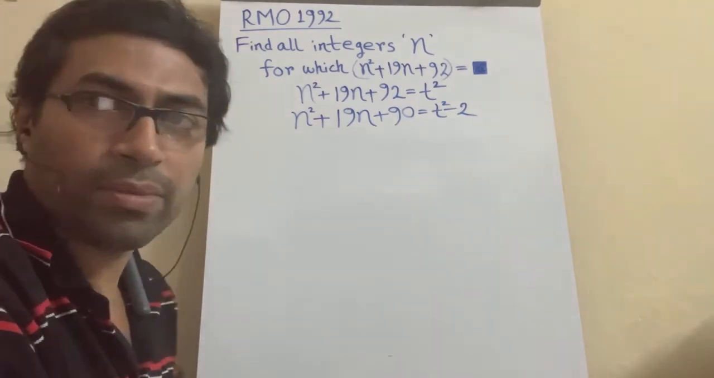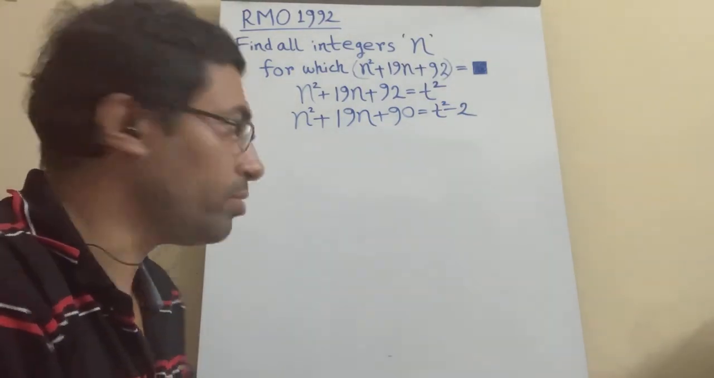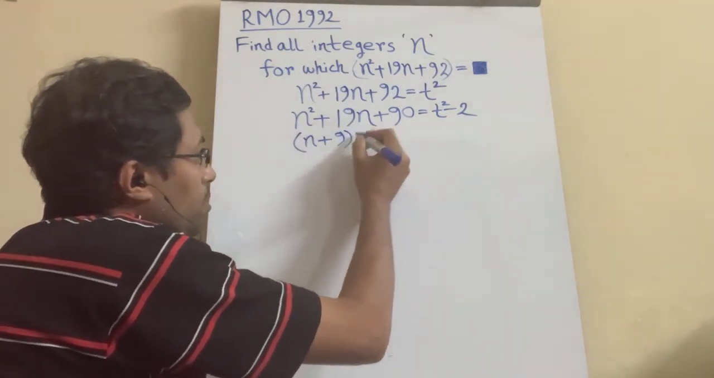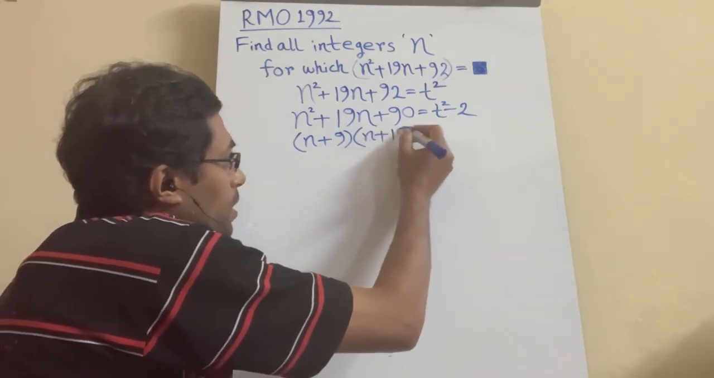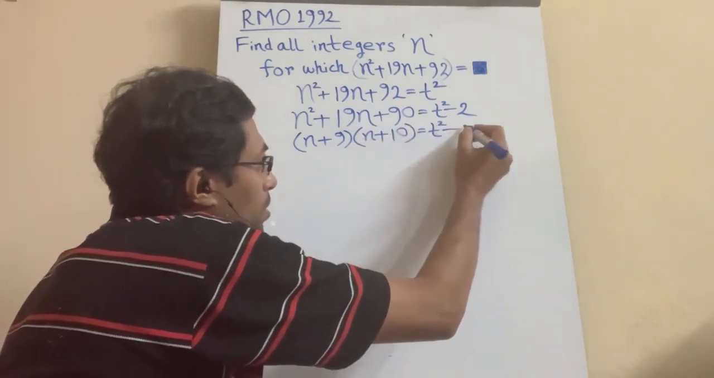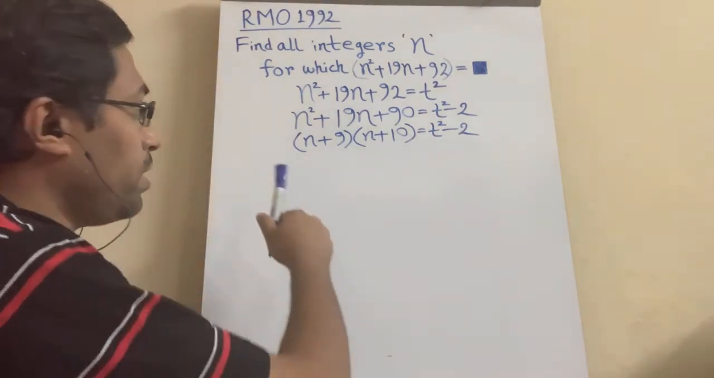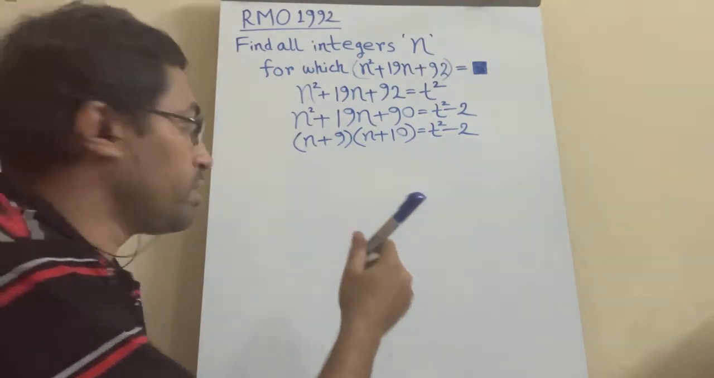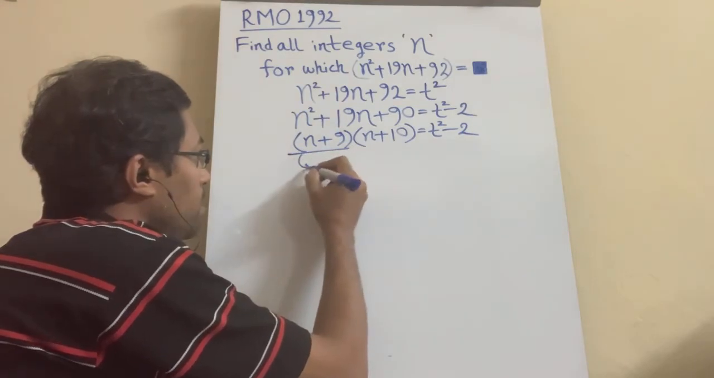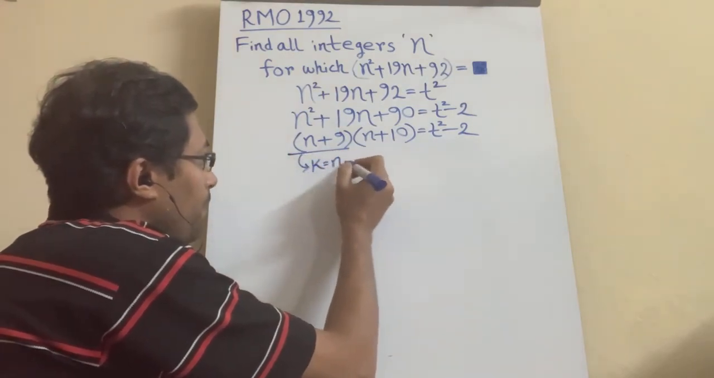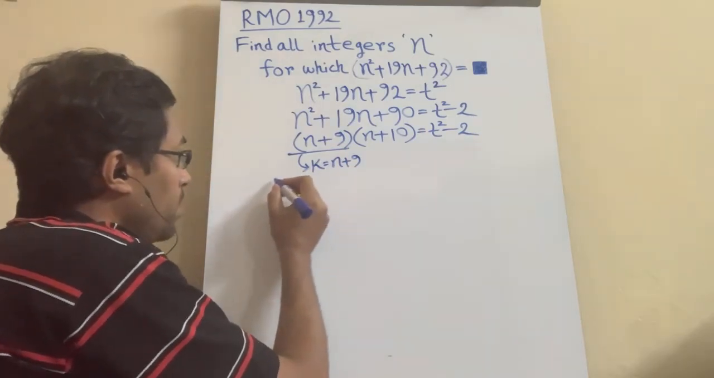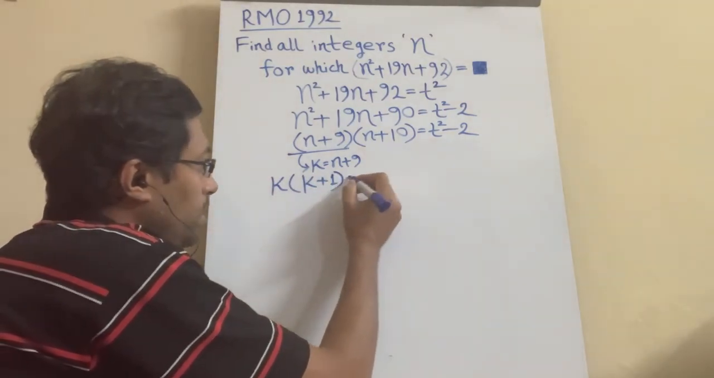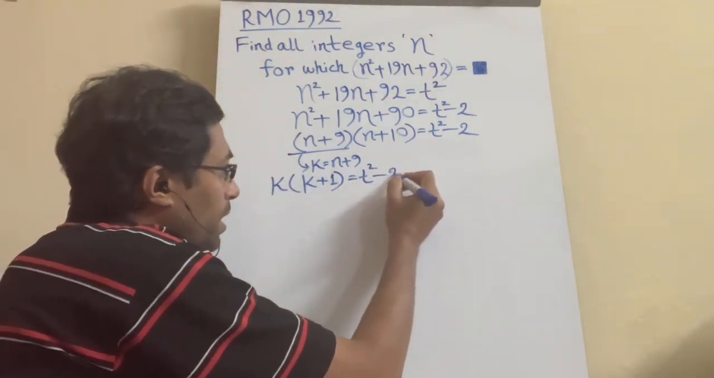Now you see the left hand side becomes easily factorizable. So let us do that. We have n plus 9 into n plus 10 is equal to t square minus 2. So here you see the left hand side is basically now a product of two consecutive integers. Let us denote n plus 9 as k. So this thing becomes k into k plus 1 is equal to t square minus 2.